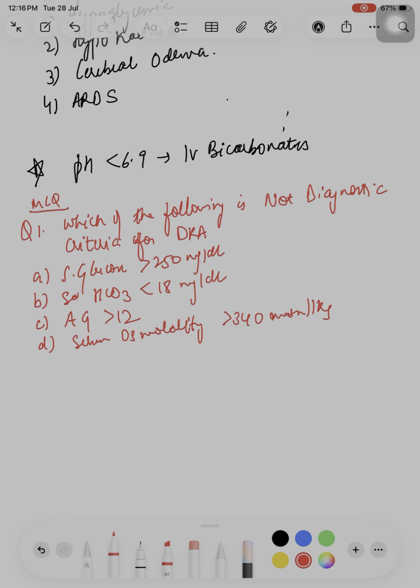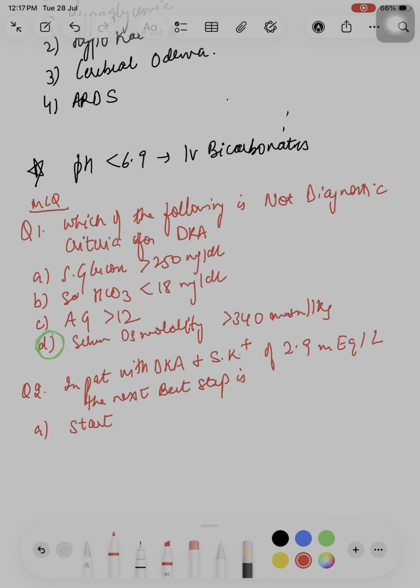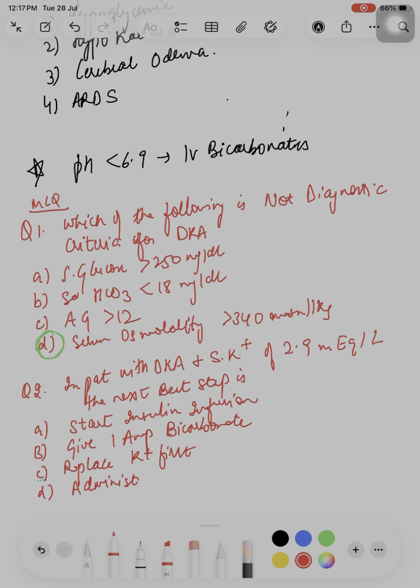Moving forward to the next MCQ: in a patient with diabetic ketoacidosis and serum potassium of 2.9 milliequivalent per liter, the next best step is? First option is start insulin infusion. No. Second is give bicarbonate. Bicarbonate is only given if pH is less than 6.9. Third is potassium replacement. So the answer is third. Why? Because we have learned if potassium is less than 3.3, we have to give potassium first, right? So this is the answer for this MCQ.